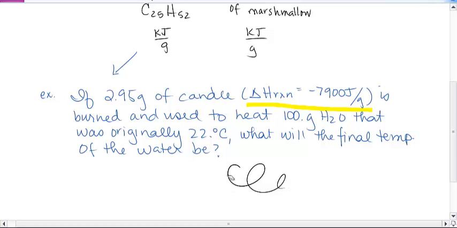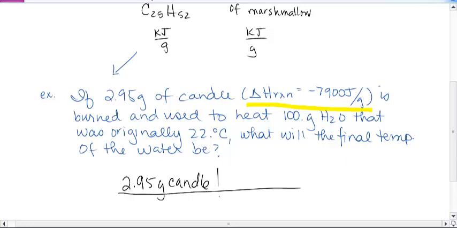Mike? How much energy? Yeah, so if I know that I have 2.95 grams of candle, that's how much is burned, right? That's how much we lose. Does that make sense? There may have been more candle, but I literally used up 2.95 grams of my candle. So if I have 2.95 grams of candle that's burned, and I get negative 7,900 joules for every gram of candle burned, I should be able to find the amount of joules from the candle. Does that follow?